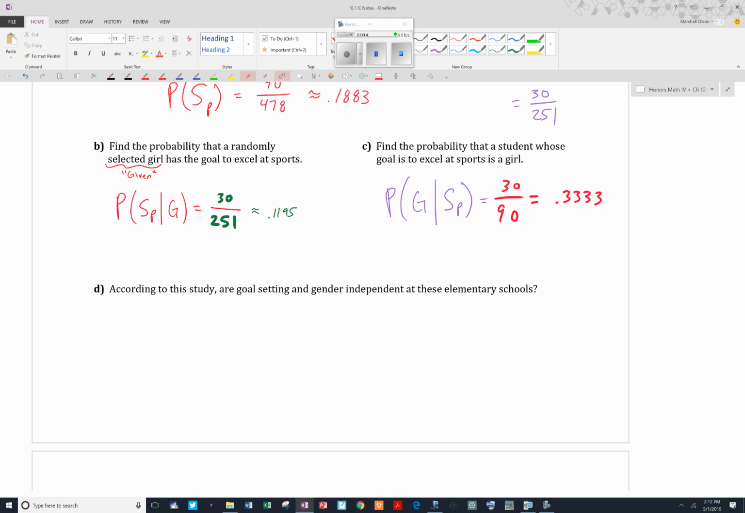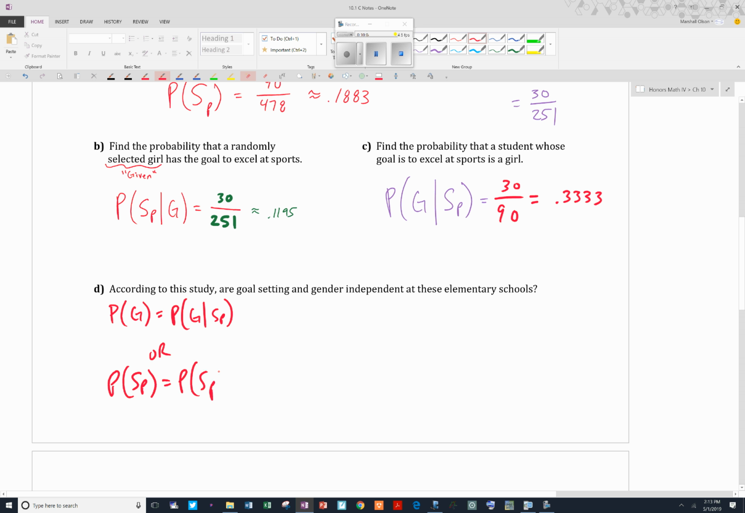Now you have choices here. Now you could actually compare all sorts of things from this table, but look at the probabilities that we've calculated. You either have the choice to compare girl to girl given sports, or sports to sports given girl. You can do either one of those. And if they are equal, then you can say that these two things are independent. One happening doesn't affect the probability of the other happening. Okay? Now, what does equal mean?